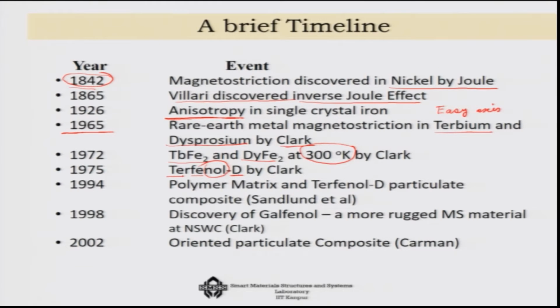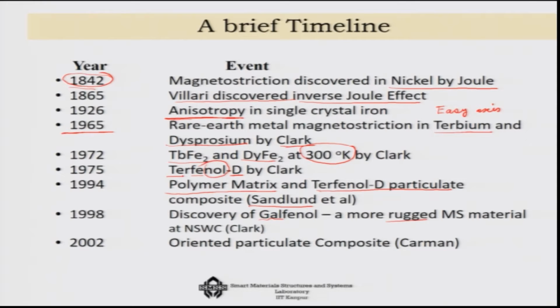People, just like with the ceramic materials, started thinking about whether we can make a polymeric version of it, because that is important for productization. So in 1994, polymer matrix and terfenol-D particulate, people like Sandlund and others have shown that you can make a composite out of it. Also, one problem with terfenol-D is its machinability. So instead of terbium, it was found that if you add gallium, then you get a new material called galfenol, and that is a more rugged magnetostrictive material.